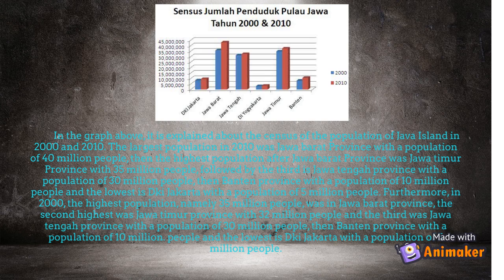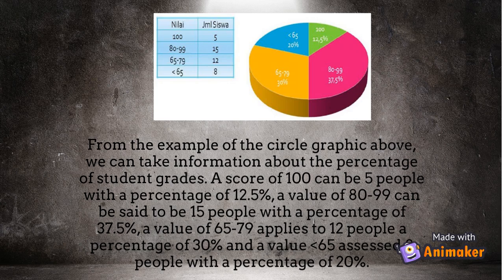Jakarta with a population of 5 million people. Furthermore, in 2000, the highest population, namely 35 million people, was in Jawa Barat. The second highest was Jawa Timur with a population of 32 million people. And the third was Jawa Tengah with a population of 30 million people. And then Banten with a population of 10 million people. The lowest is DKI Jakarta with a population of 5 million people.